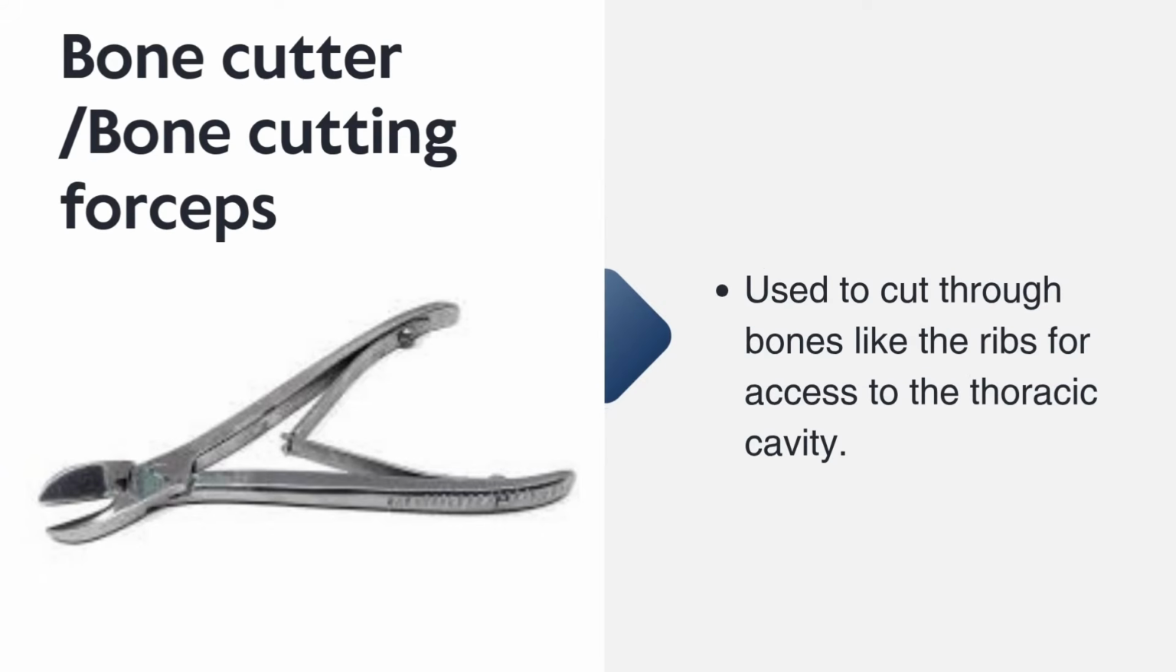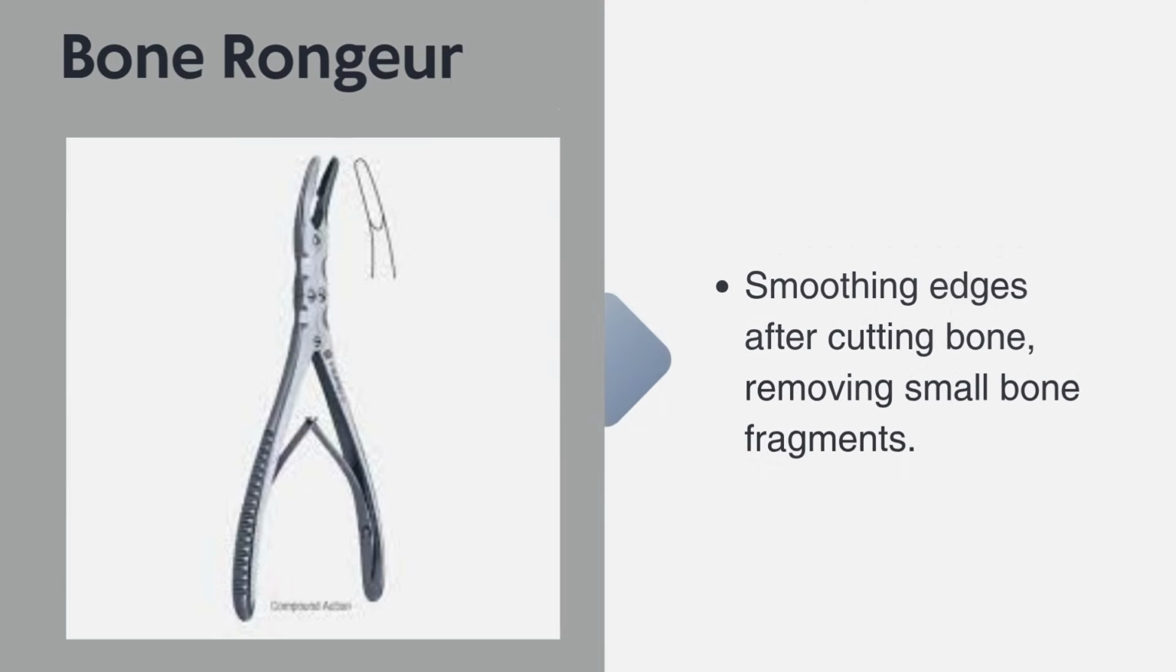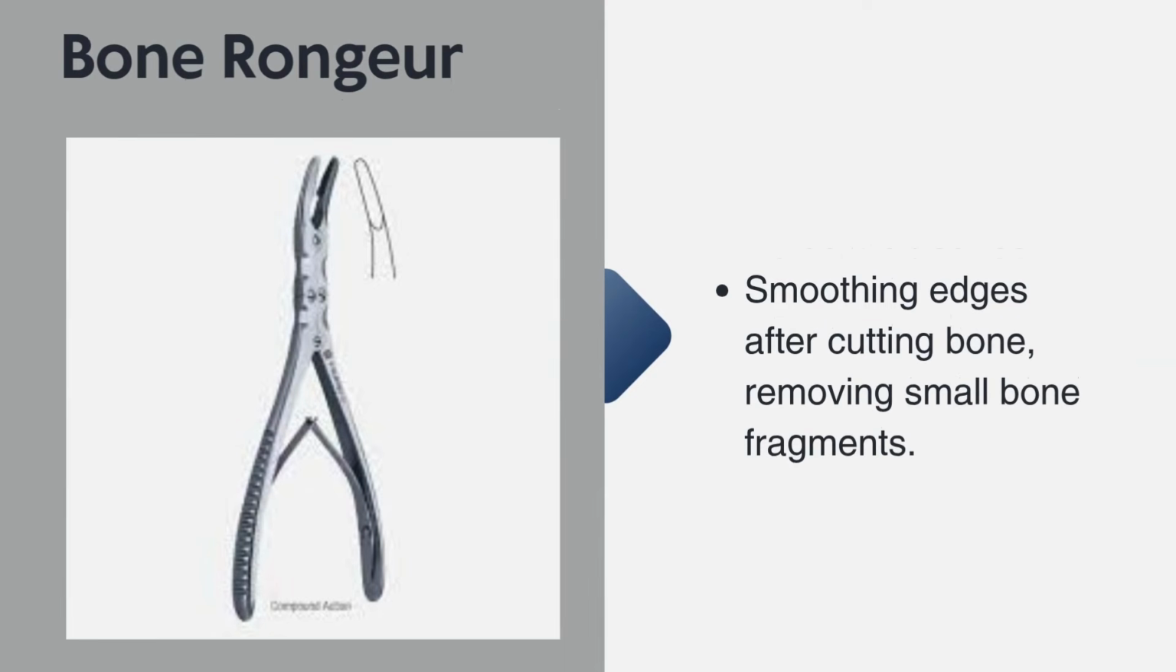So the first one is bone cutter or bone cutting forceps. A bone cutter is a strong, scissor-like tool used to cut through bones cleanly and efficiently. It's often used during thoracic cavity opening or limb dissection. It's different from rib shears because it can handle thicker, denser bones. Now comes the bone ronger. It is a specialized tool used to bite and nibble away small pieces of bone, especially around the skull, vertebrae, or joints. It's very precise and useful in forensic autopsies when delicate bone removal is needed.